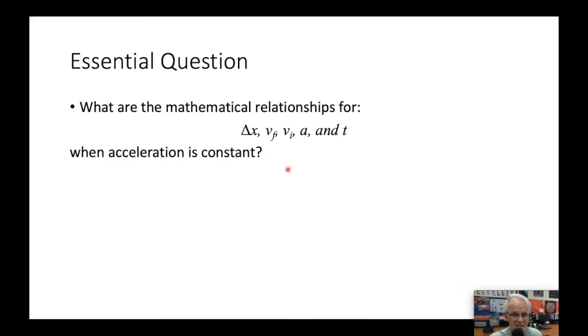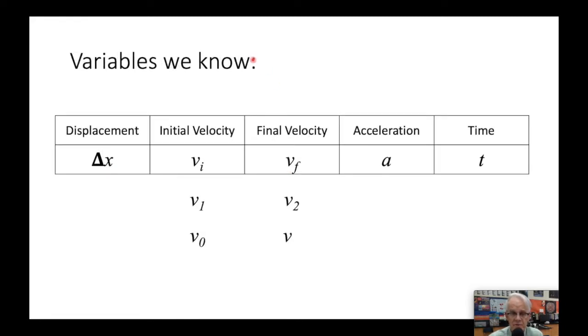the acceleration is constant? So here are the variables that we know about so far. We know displacement, initial velocity, final velocity, acceleration, and time. Now I put these other symbols down here too because you may see initial velocity written as v sub 1, or v sub 0, or v sub naught. You may see final velocity written as v sub 2, or just v.